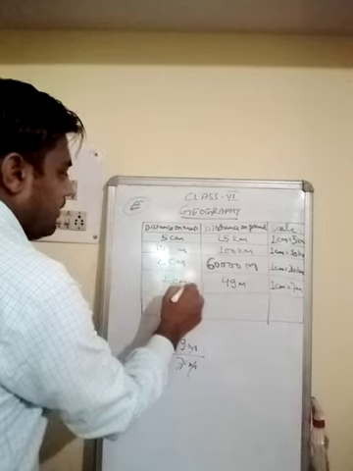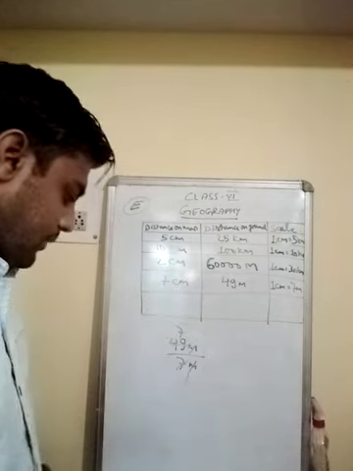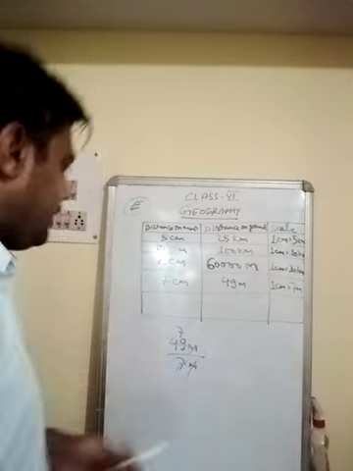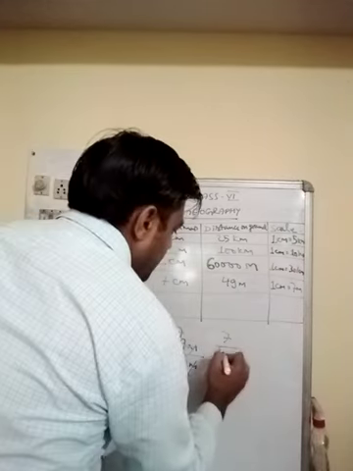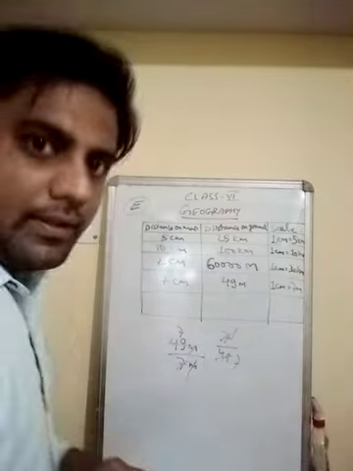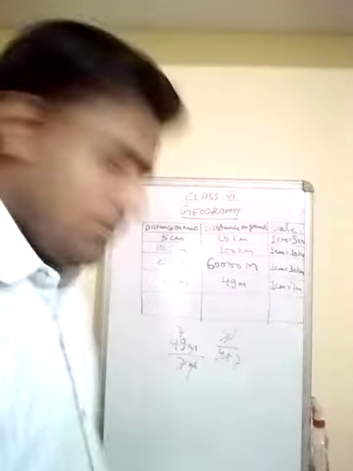7 centimeter to 49 meter. When we divide it, what do we get? Look here, 7 by 49. 7 1s are 7, 7 7s are 49, 1 by 7. Our answer becomes 1 centimeter equals 7 meter.